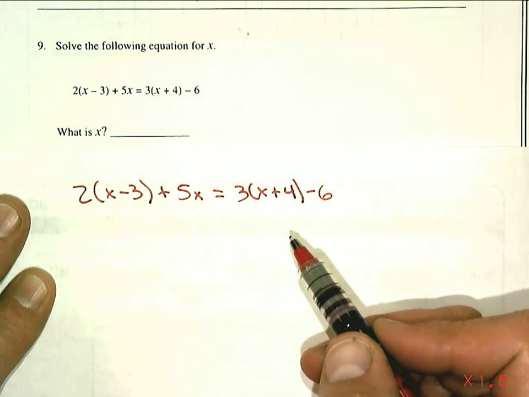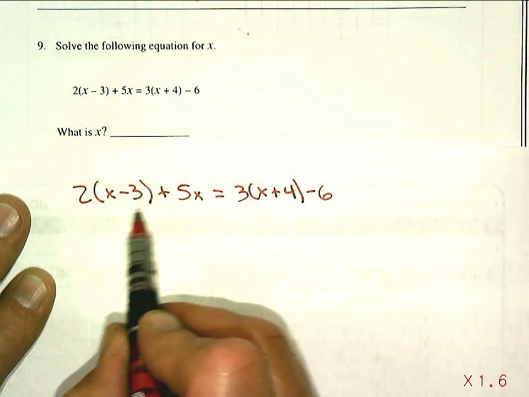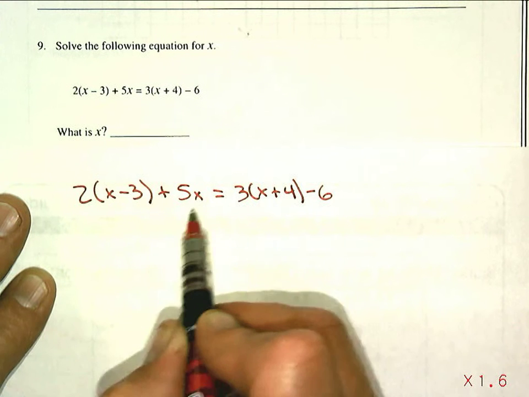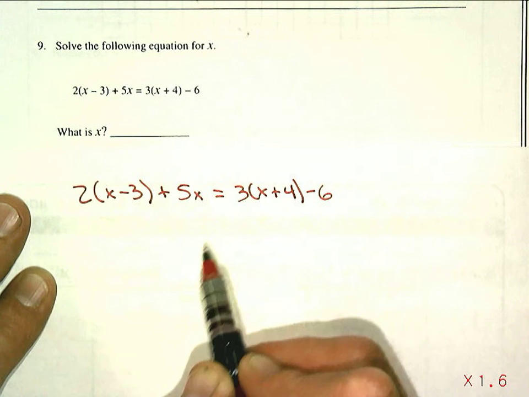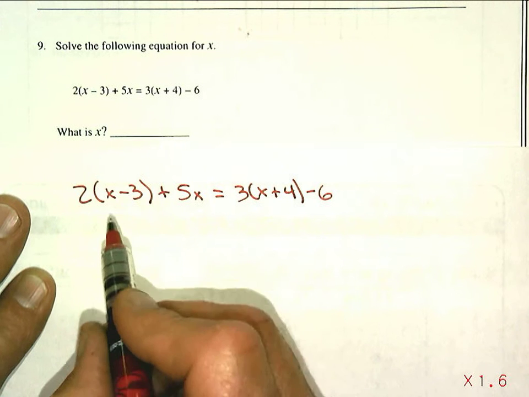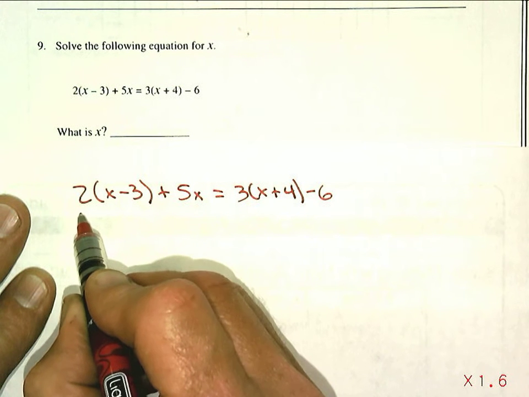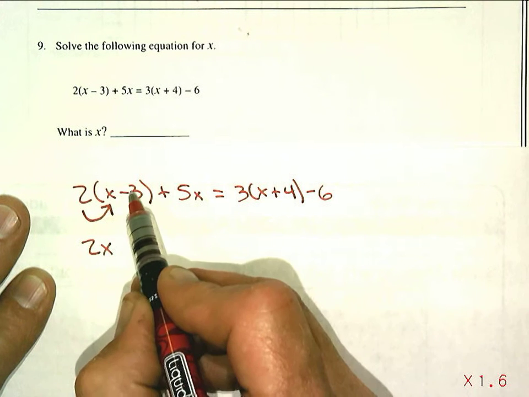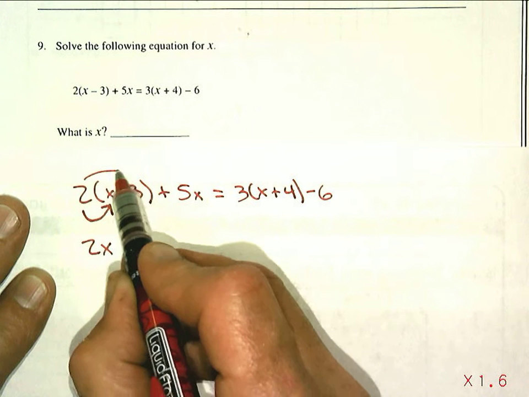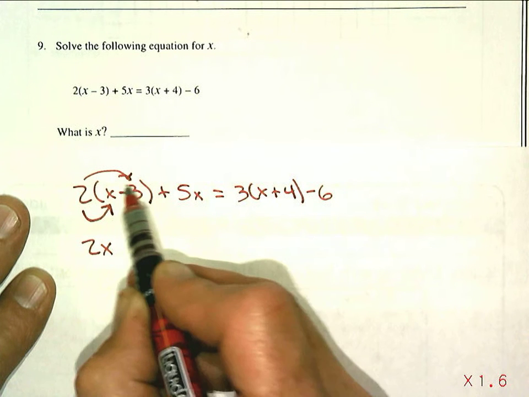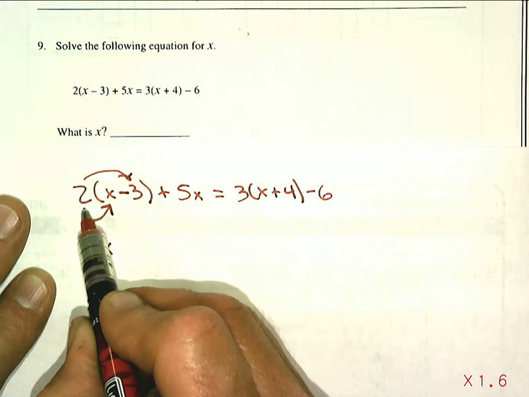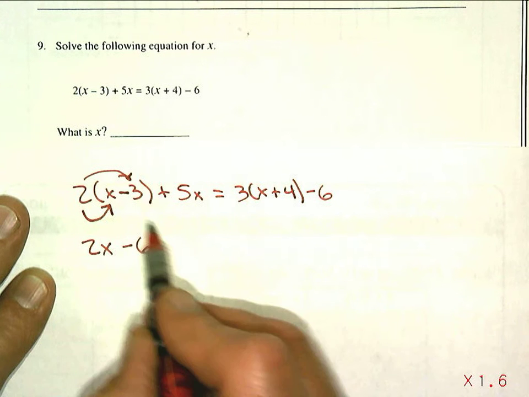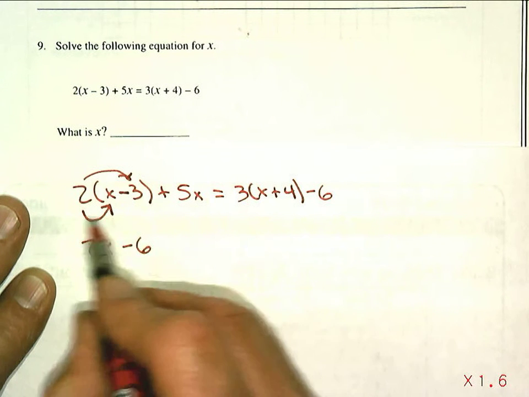So the first thing I want to do is make sure I don't have any parentheses anymore, because the parentheses are going to keep me from getting to that final x. I've got to get all these x's together and all the numbers together, and so parentheses need to go first. So if I take care of this side first, I'm going to take this 2 times the x, which is 2x, and then 2 times negative 3. You have to multiply this 2 times each thing inside the parentheses, and this minus sign goes with 3. So we're going to think of this as 2 times negative 3, which is negative 6. And now that set of parentheses is gone. We got 2x minus 6 for this part.